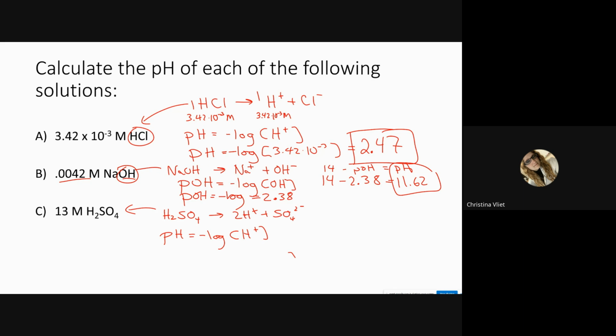If H2SO4 is 13, what's this? It would be 13 times 2, if that makes sense. All you gotta do is take this and multiply, because you've got double the amount of H plus. It would be 13 times 2, which is 26. So if you understand that, you've got the idea. If it's diprotic, you would have to multiply by 2. And if it was triprotic and it was strong, you would have to multiply by 3. So negative log of 26.